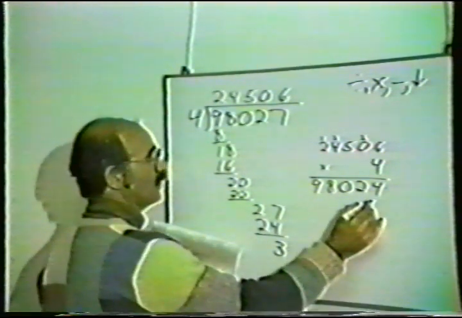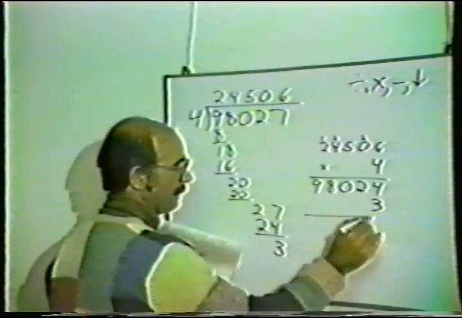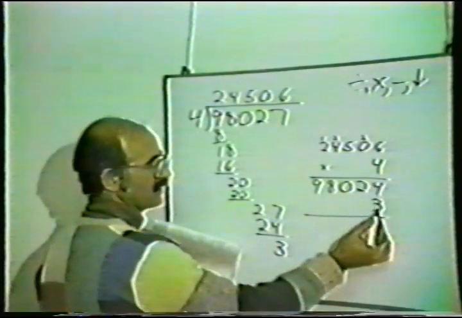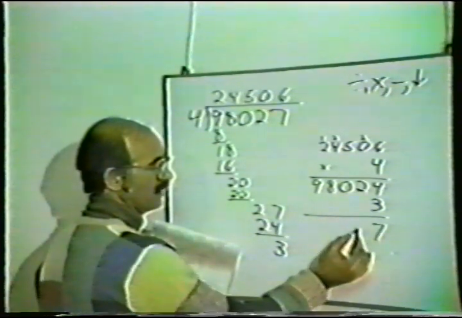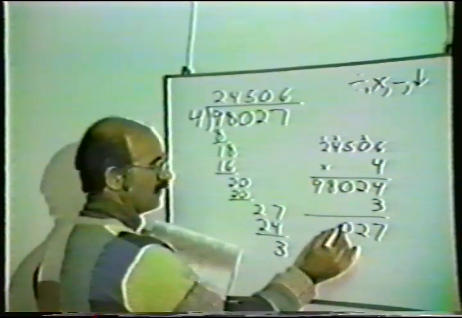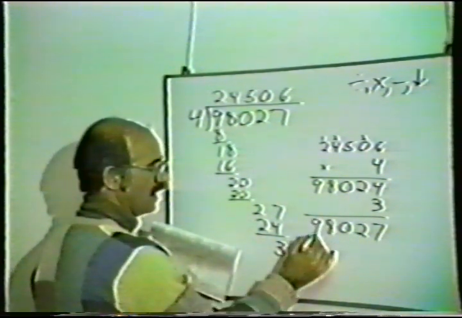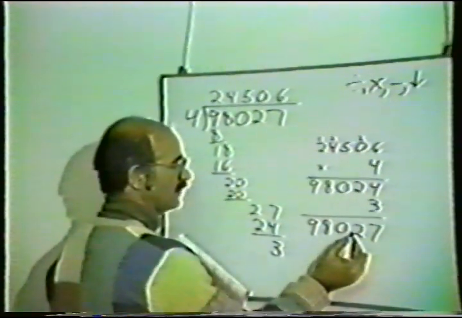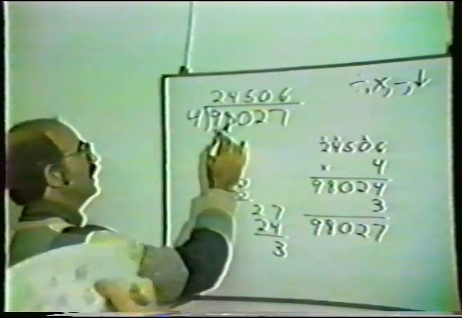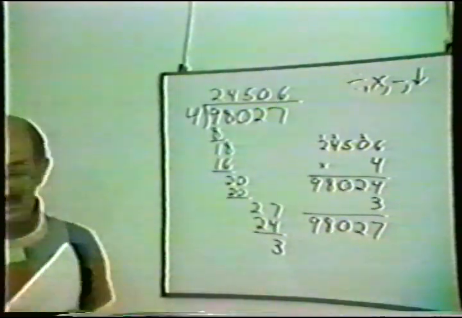Add in your remainder. 4 plus 3 is 7. 2, 0, 8, 9. 98,027.